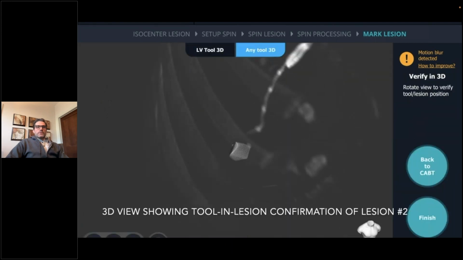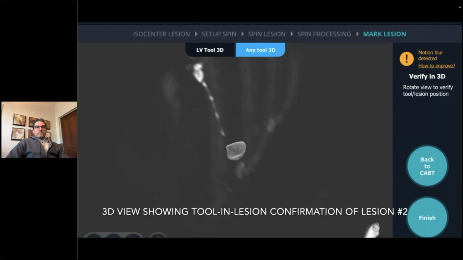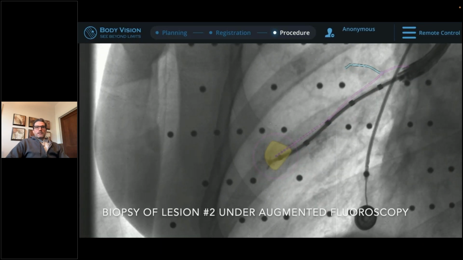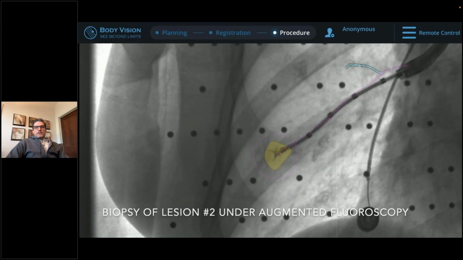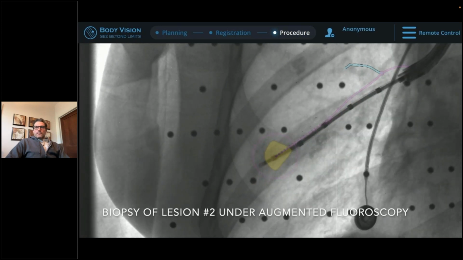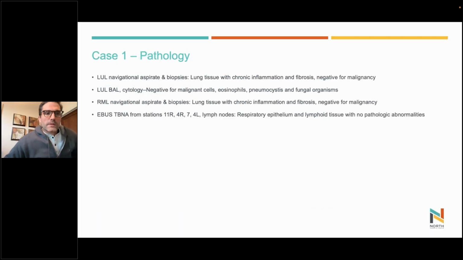And here's the 3D view, again, showing the last marker on the tooltip being directly next to the lesion, showing that we were in the correct position. Getting more biopsies, and then dropping a fiducial. I'll skip through that. The pathology came back in the left upper lobe.